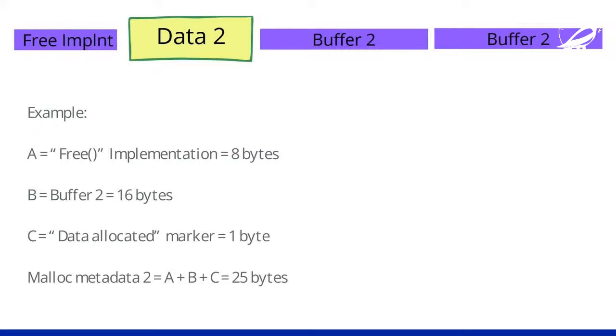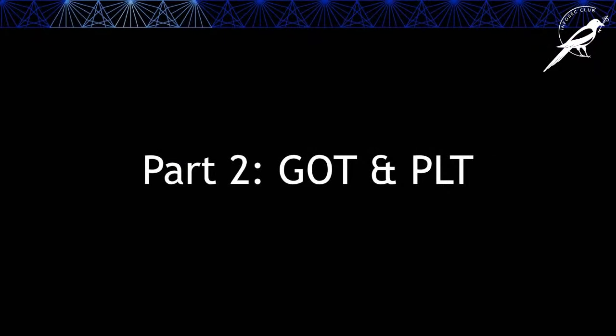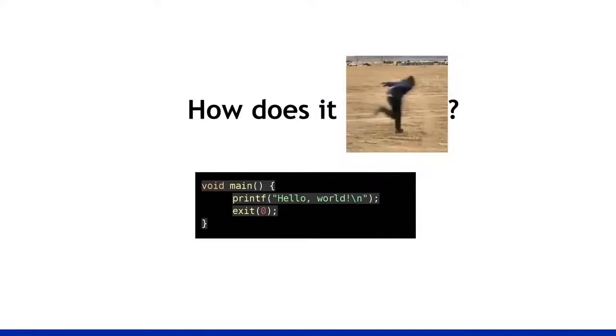And that's a very, very rough and simplified way of how malloc calculates memory and computes this metadata for when memory needs to be freed. Okay, so now for part 2. We're going to be diving into what is called the global offset table and the procedure linkage table.